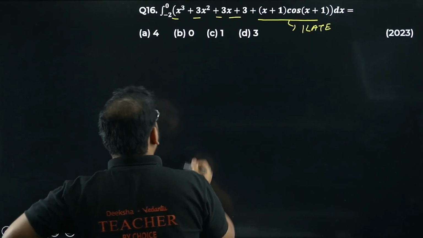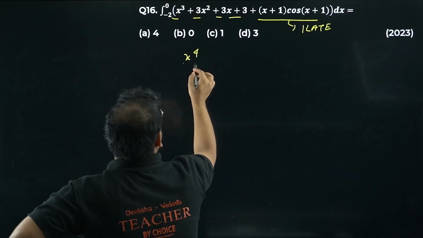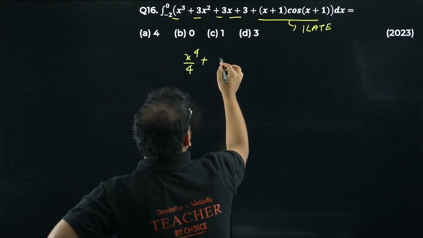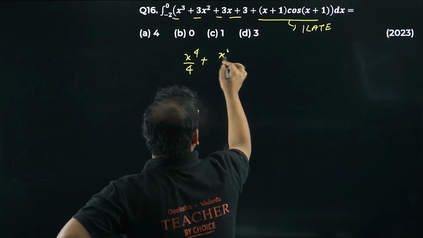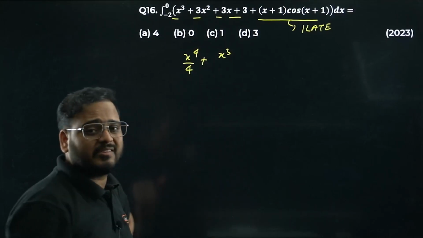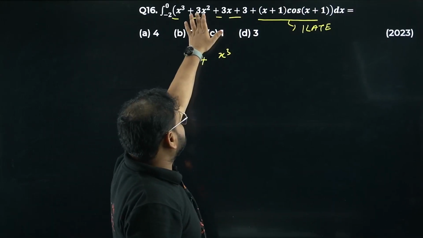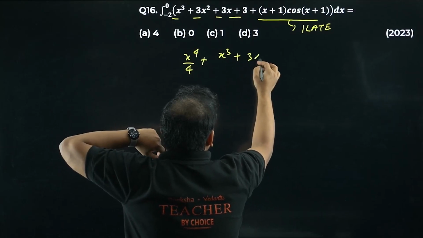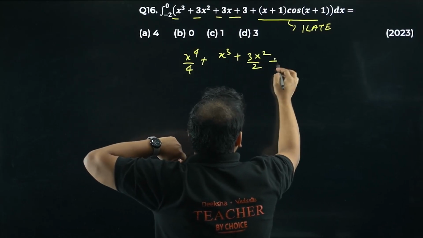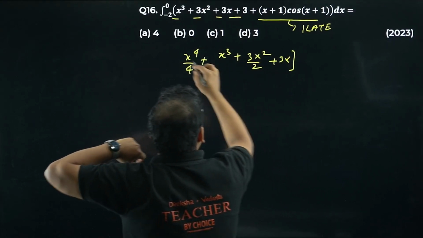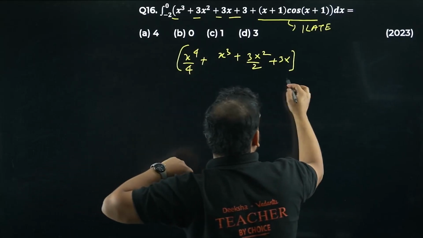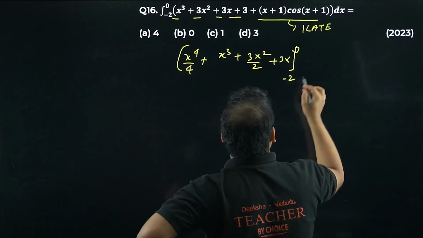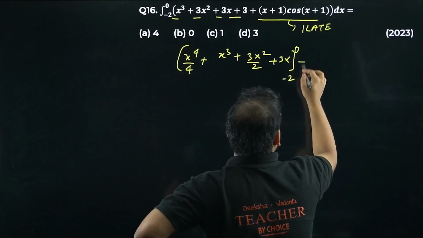Chalo, let's start. I'll have x power 4 by 4 plus x cube, because x cube by 3 and 3 will cancel, right? I'll have this as x cube by 3 and this 3 will cancel. Then I have over here 3x square by 2 plus 3x. This is just polynomials. I'll keep the limits for this one separate, minus 2 to 0. Okay, and then I'll have a plus sign.